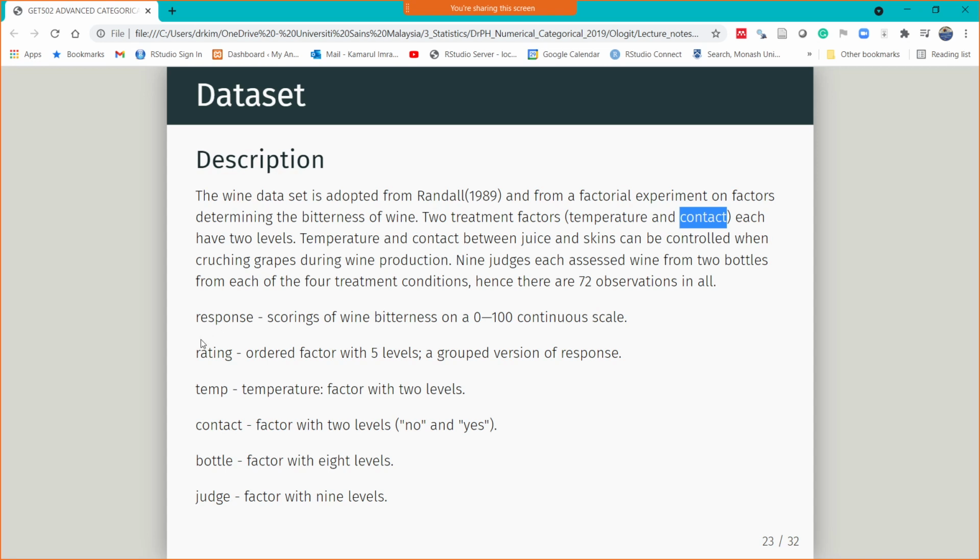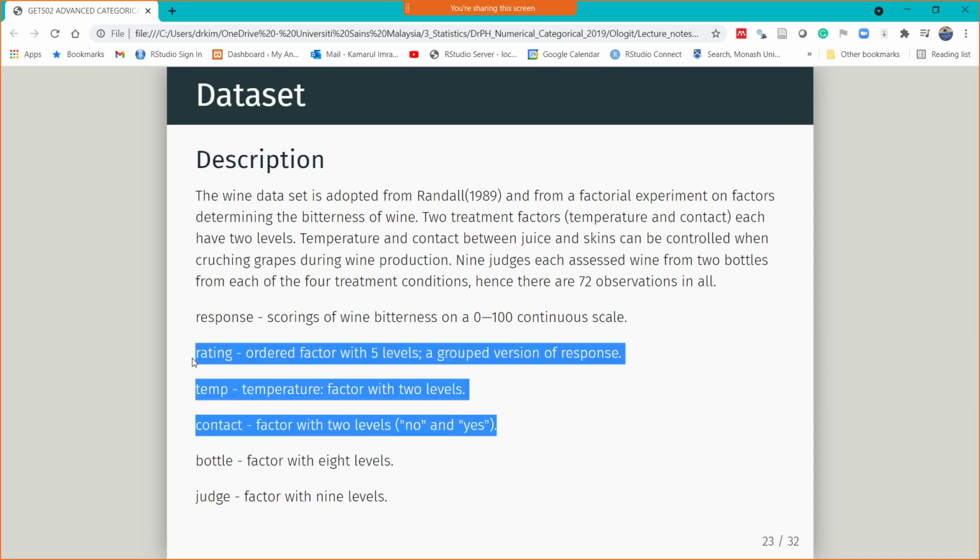from this they group into five levels. Okay, five levels. All right. So I think this is the outcome, five levels, and these are the covariates, temperature and contact. I think for our example we are going to use only these three variables. Okay.